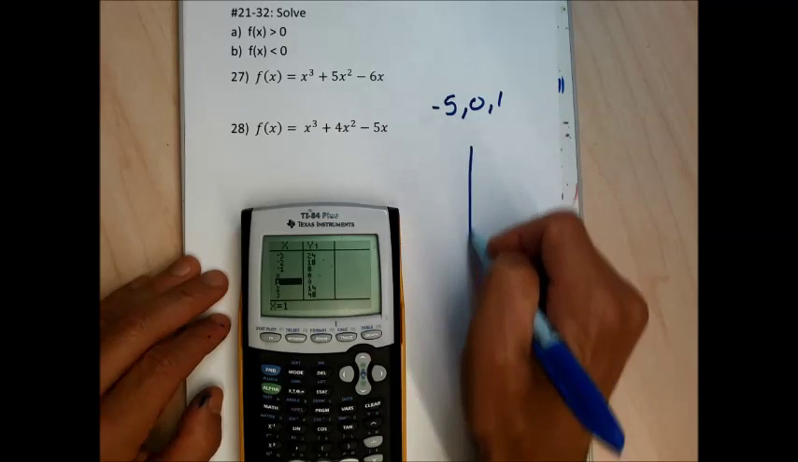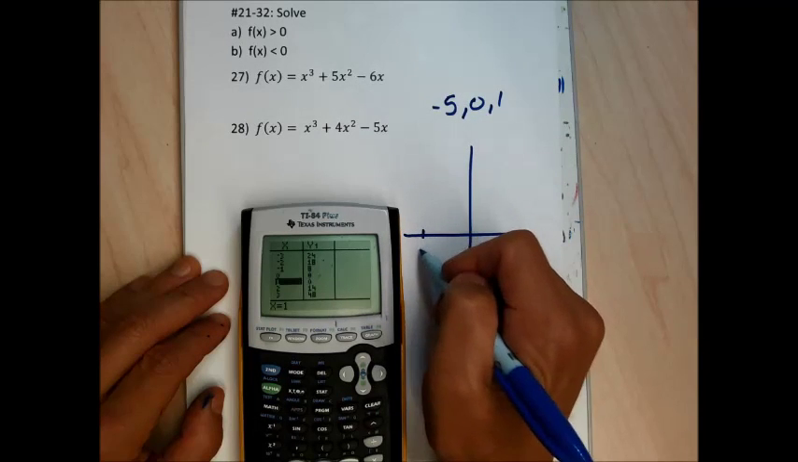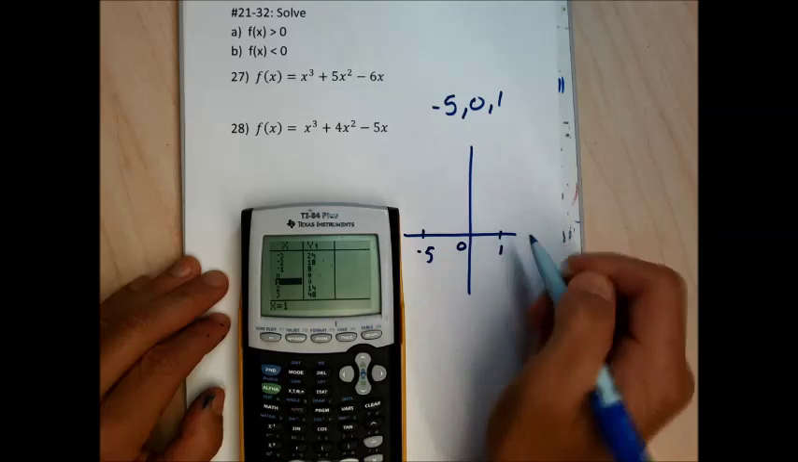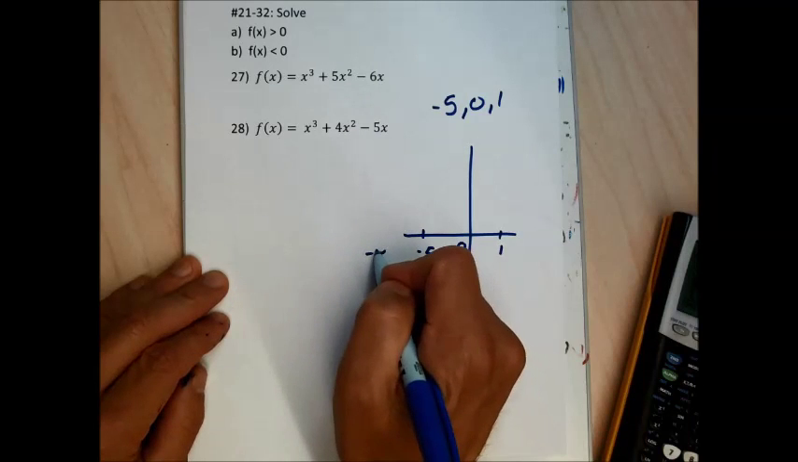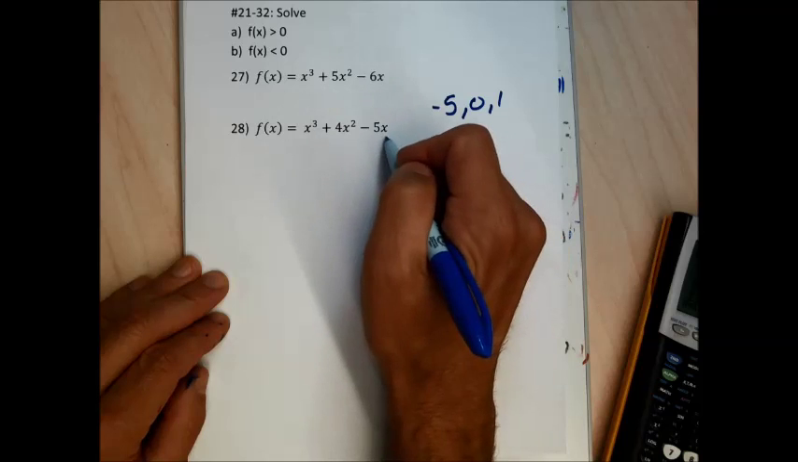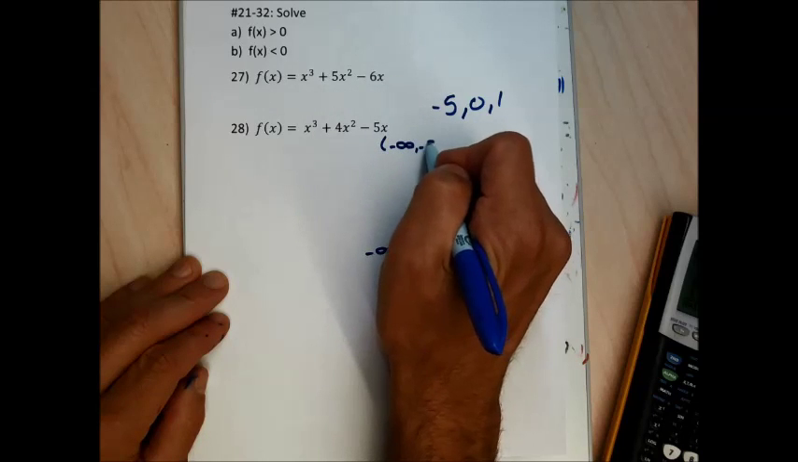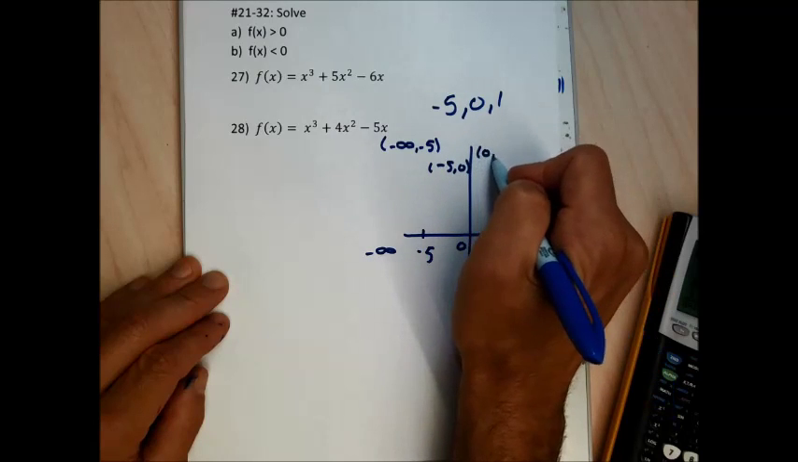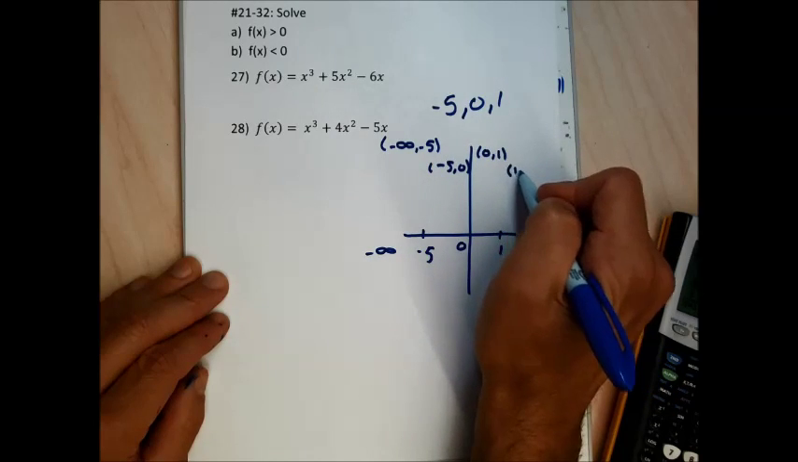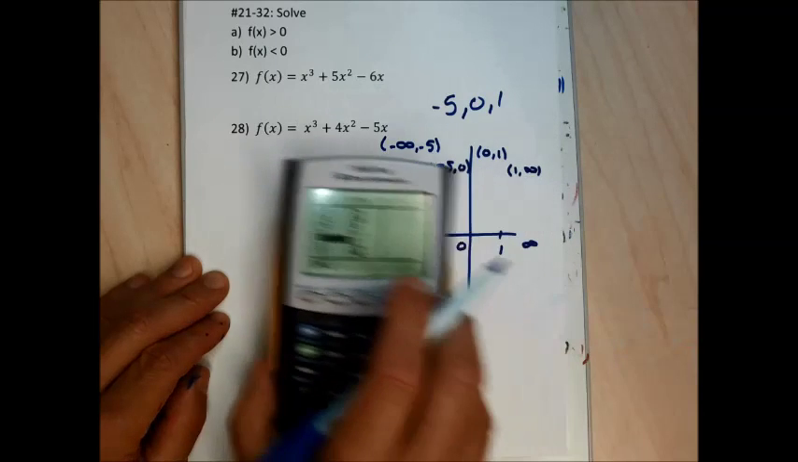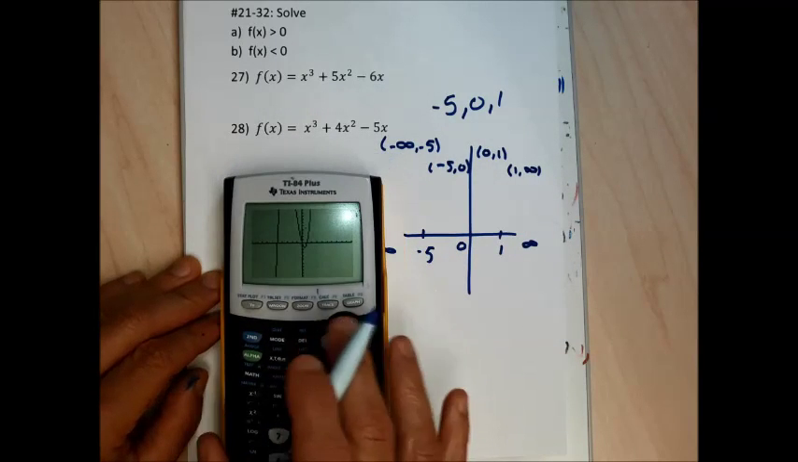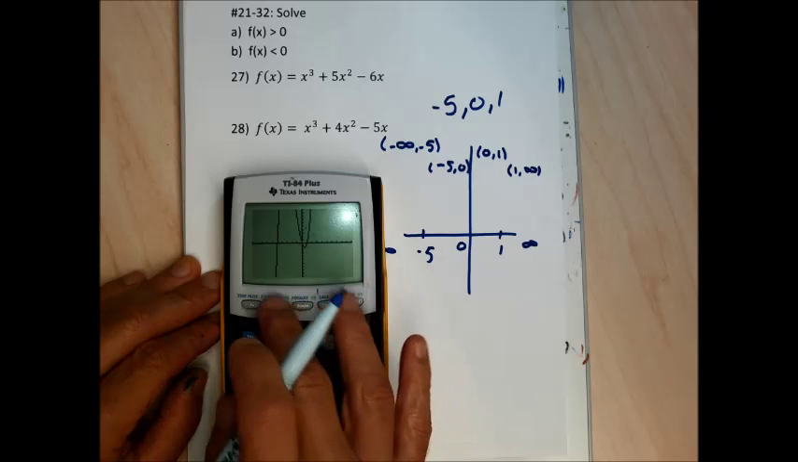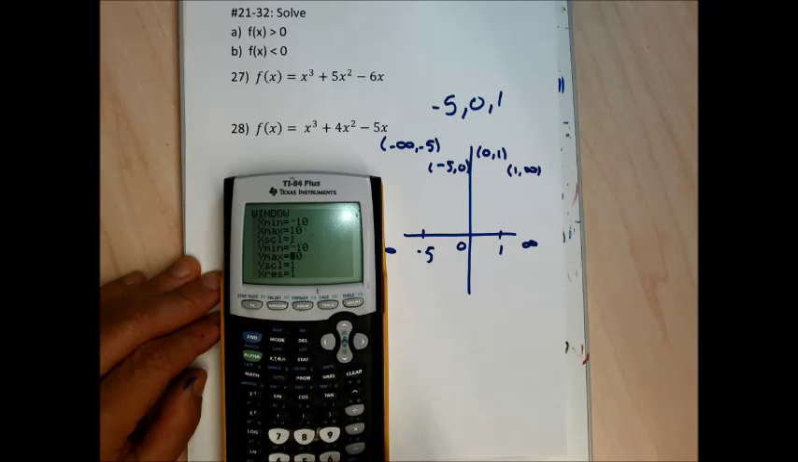So on my graph, I need to mark -5, 0, and 1. Also the negative and positive infinity. I'm going to create intervals from -infinity to -5, from -5 to 0, from 0 to 1, and from 1 to infinity. And then if I need to see a better graph than I have, I can change the y max. So hit the window and make the y max a little bit higher, maybe like 25. And then you'll start to see the graph better.